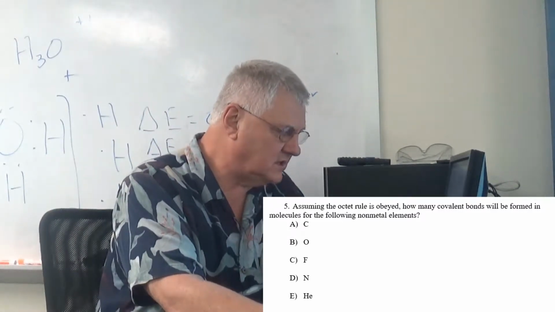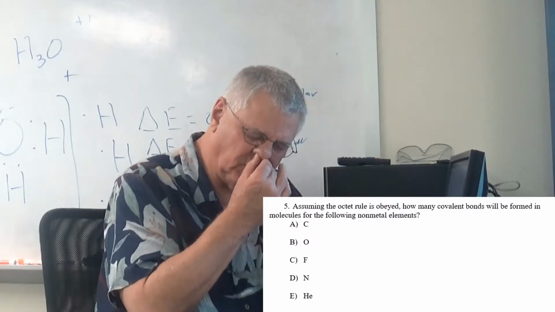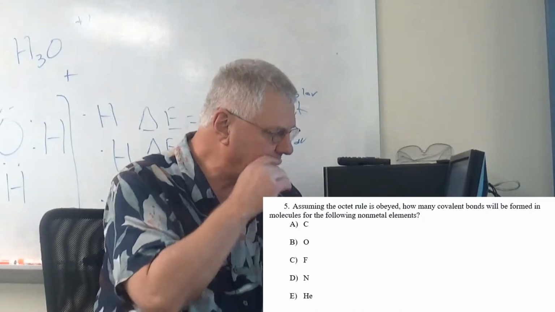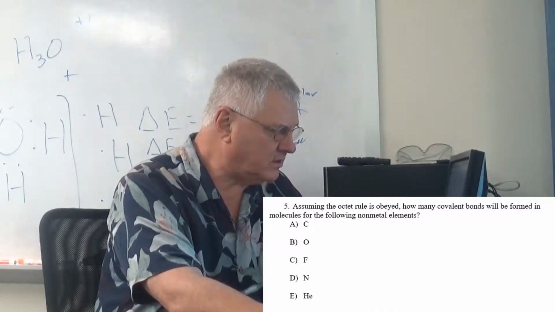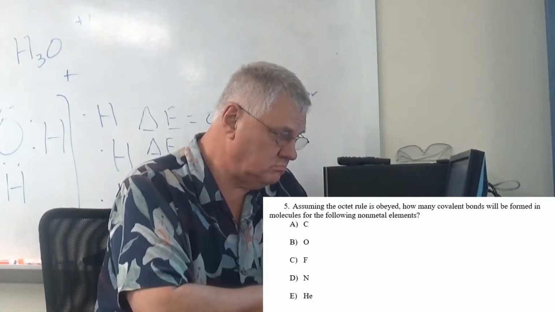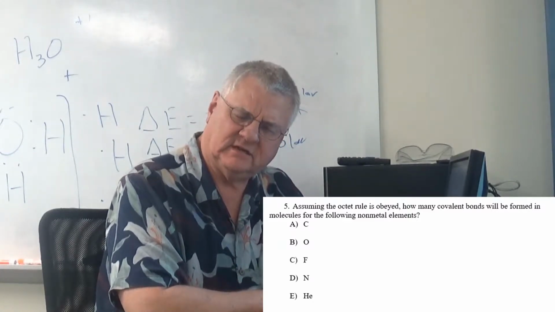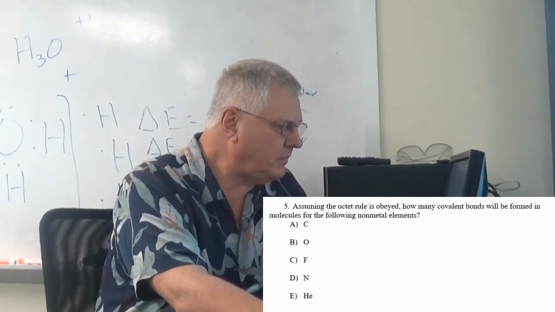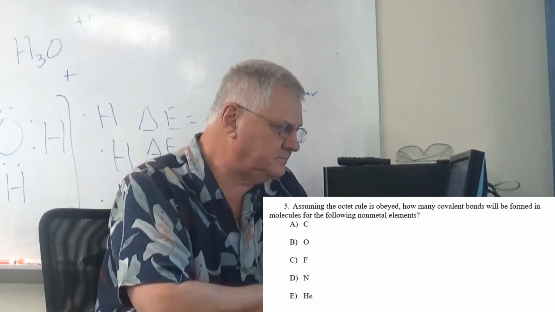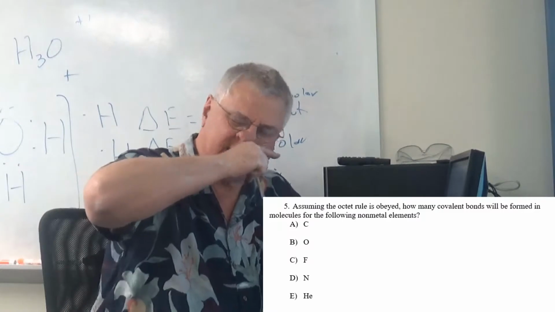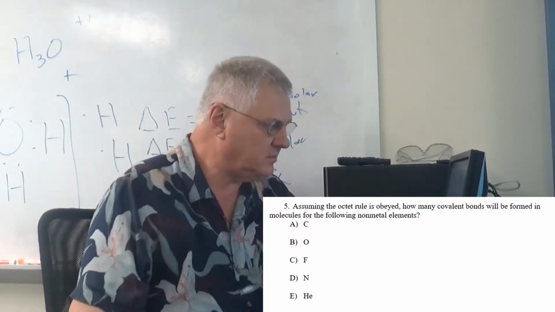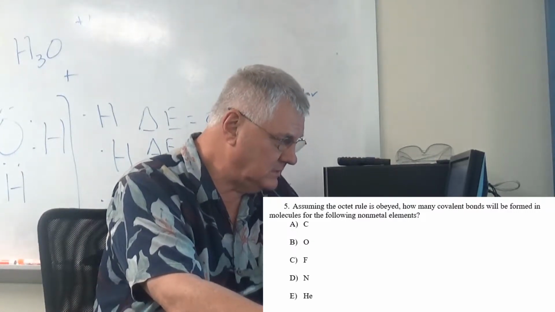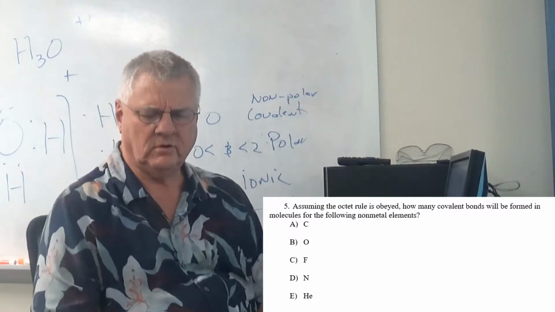How many bonds does oxygen form? 2. It has 6 valence electrons. It forms 2 covalent bonds to have 8. How many covalent bonds does fluorine form? 1. It's got 7 valence electrons. It forms 1 covalent bond to make it 8. How many does nitrogen form? 3. It has 5 valence electrons. It forms 3 covalent bonds to have 8. And then what can you tell me about helium? It's a noble gas and it doesn't form covalent bonds.